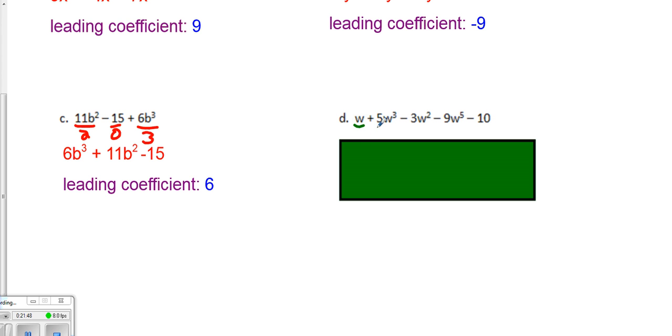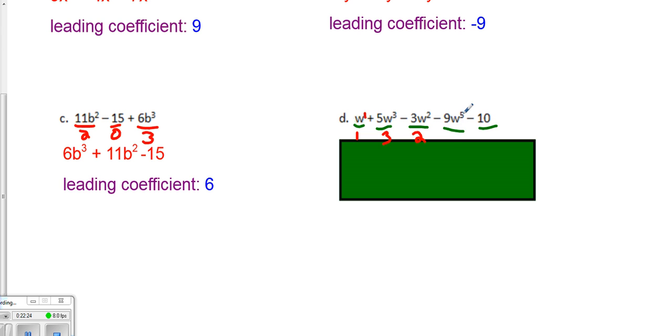We've got 1, 2, 3, 4, 5 different terms here. So in this case, we're going to have to rearrange all 5 pieces, but let's start with the degree of each. This is just w. So again, remember that's like a w to the first power because it's all alone. So that is a degree 1, just that term. 5w cubed, so that exponent gives us a degree of 3. Minus 3w squared, that exponent gives us a degree of 2.